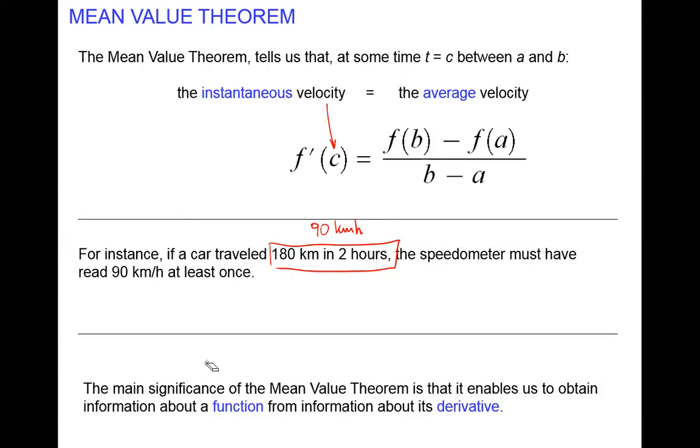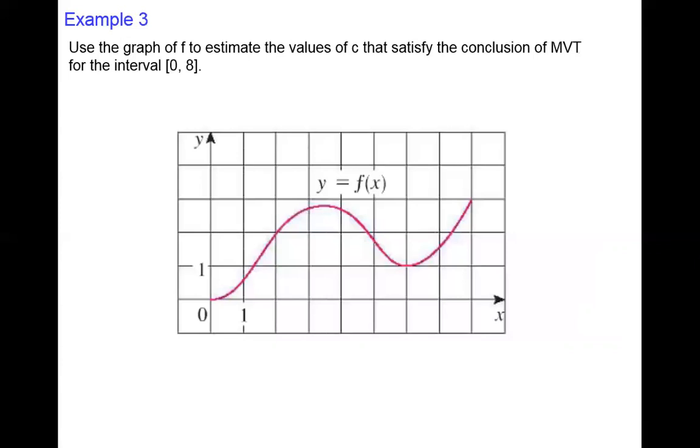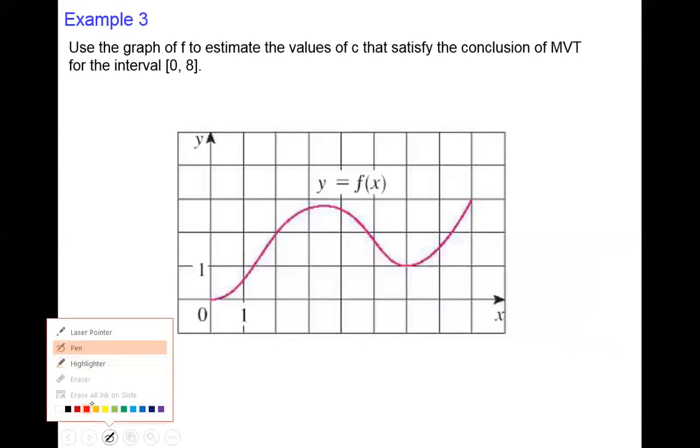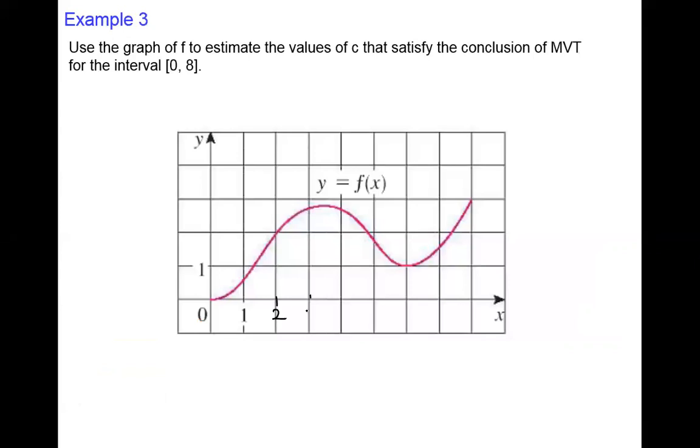And that's what I just said. Looking at the mean value theorem, we have the information about just the function and its derivative. Okay, let's see how we can use this. Let's look at this example. Use this graph to estimate the values of C that satisfy the conclusion of the mean value theorem from 0 to 8. When you get ready, let me put the scale, and you will tell me the C points.